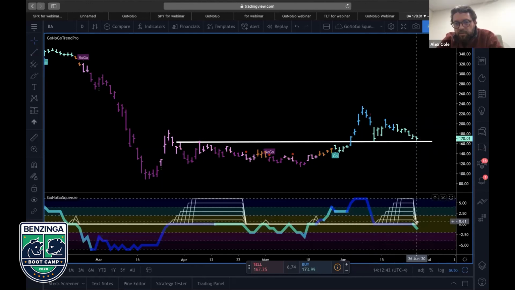But given what we're seeing here, the go-no-go trend is go, but there is concern and it is being threatened by this activity on the go-no-go oscillator. And we need to see if it comes out of the squeeze into negative territory, which we would then expect would cause a break of that level.